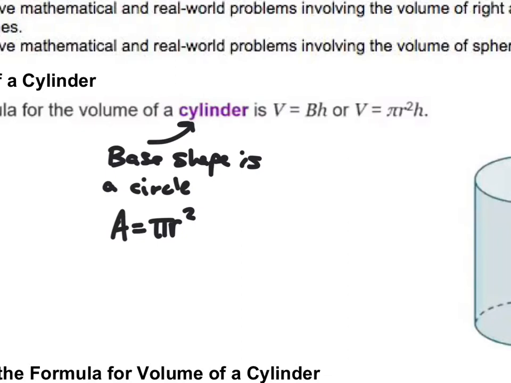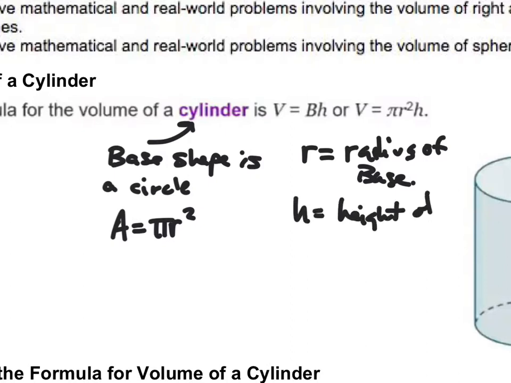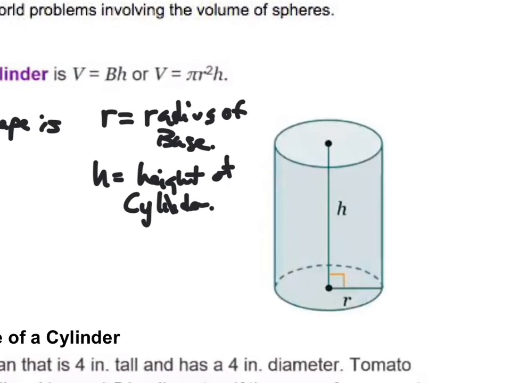So let's talk about this. We've got r is equal to the radius of the base, and h is equal to the height of the cylinder. Both of those values we can easily find. These aren't too bad. So let's color code these real quick. Here's my r, my radius of the base. That's this length down here.